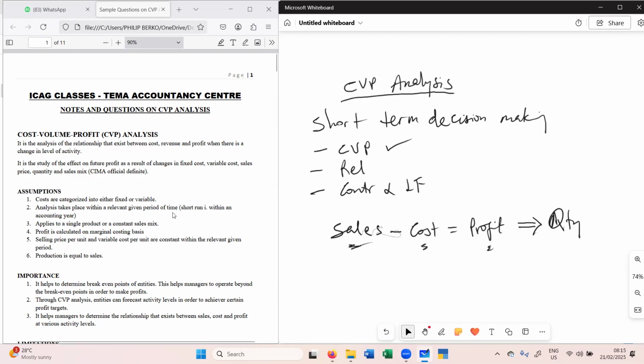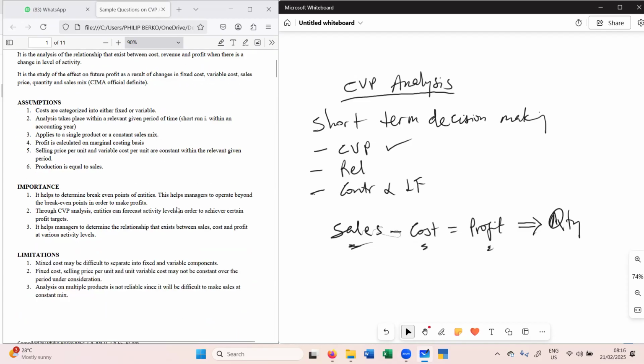Now, before we can undertake this analysis, we need to hold some factors constant. We call them the assumptions. One, costs are categorized into fixed and variable costs. So before we can undertake CVP analysis, we always have to split our costs into fixed and variable components. Two, analysis takes place within a given period of time, usually in the short run. You can't do CVP analysis in perpetuity or in an infinite period of time.